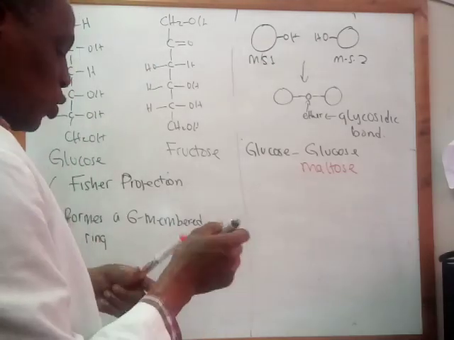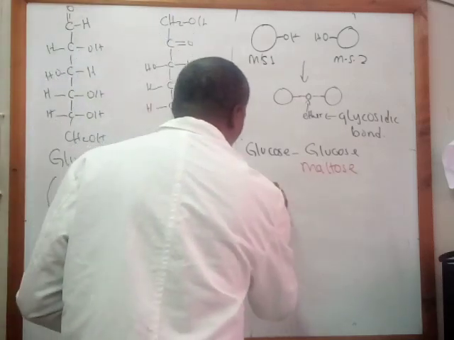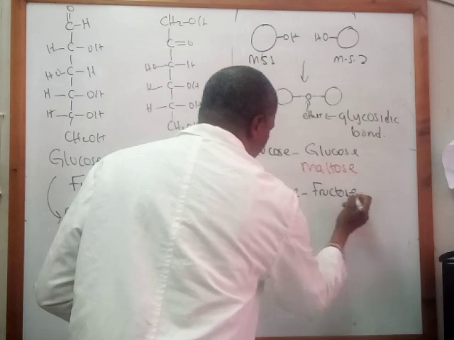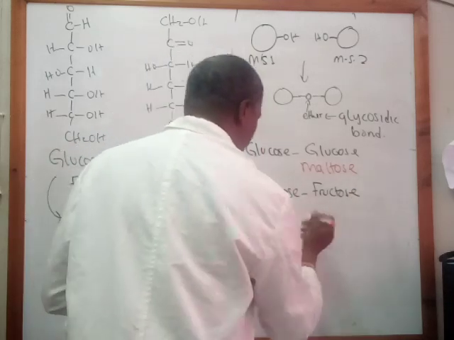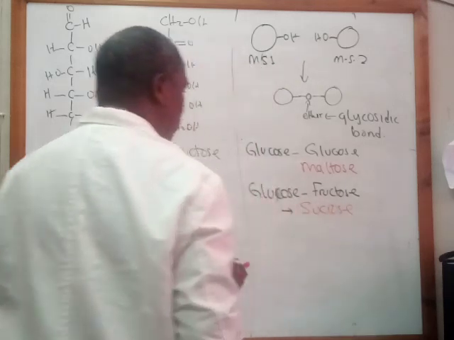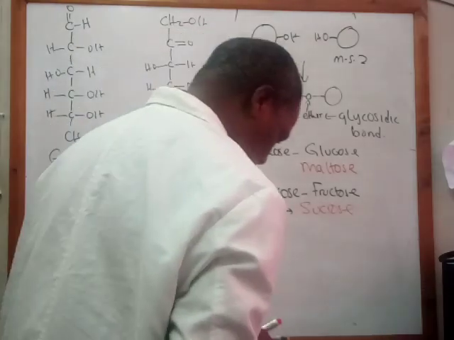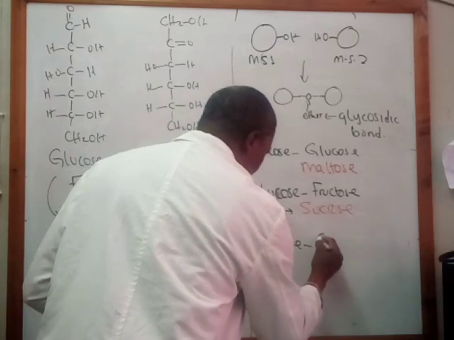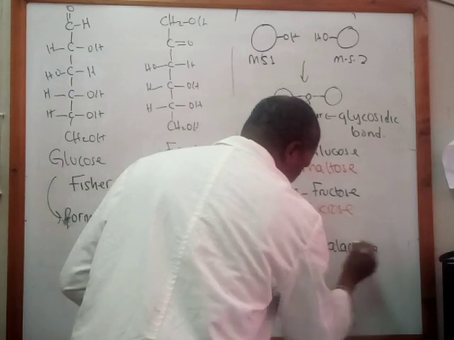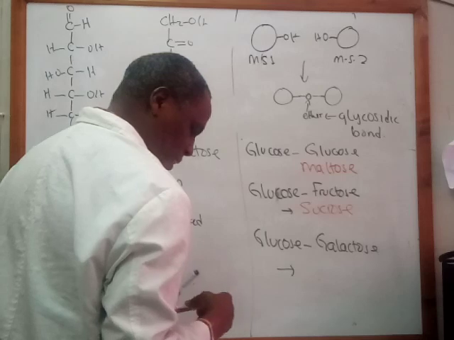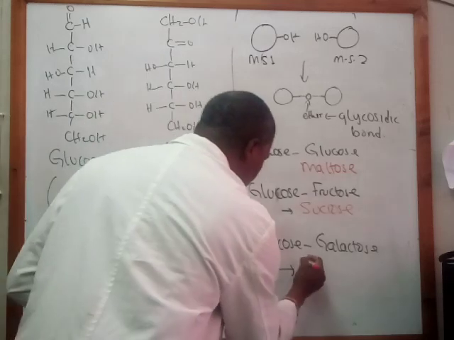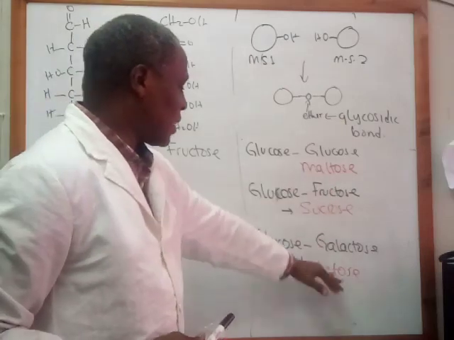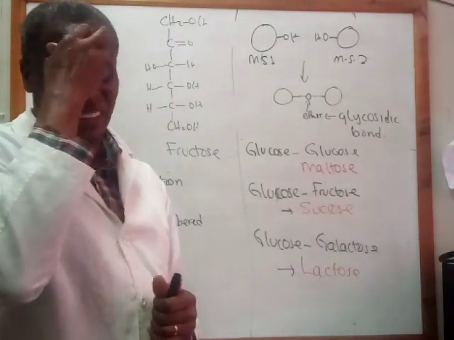Okay, but then let's go to the one which you well know. If you've got a glucose and then I join it with fructose, then you're going to form what? You're going to form sucrose. And then lastly, there is another one, glucose and another one called, so that will lead to the disaccharide called what? Okay. So this is telling you that maltose, sucrose, and lactose are disaccharides.